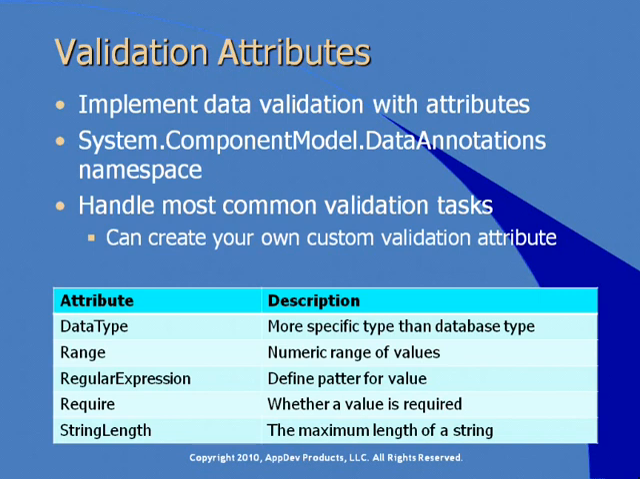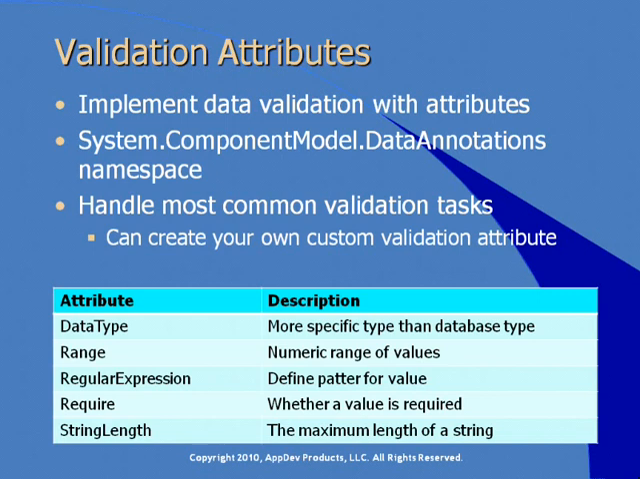Now, all of these classes have an error message parameter that lets you specify an error message that a view can then use to let the user know of a problem. And you can also retrieve those messages from a resource file so that you can localize the application.